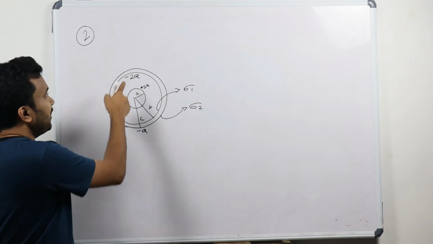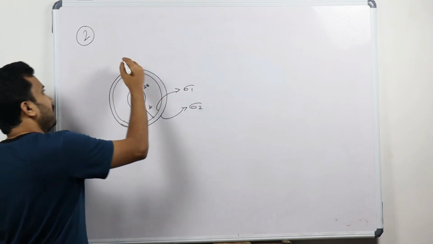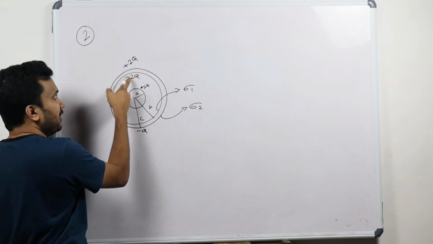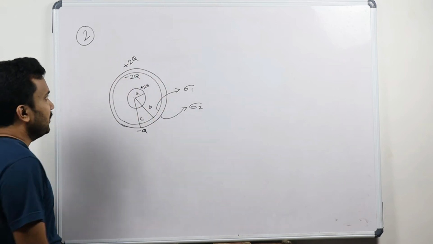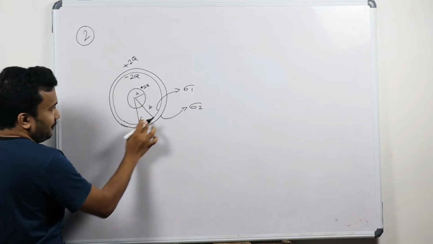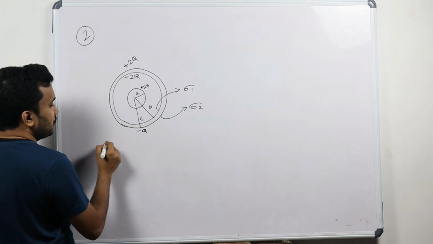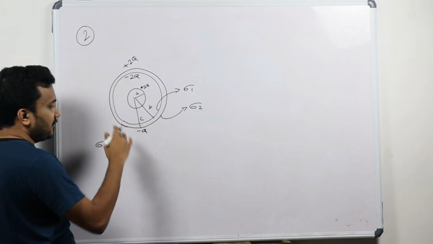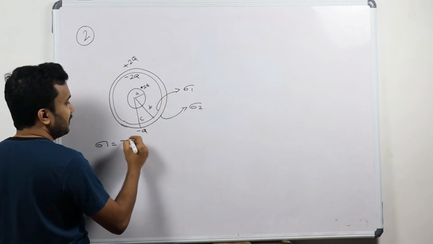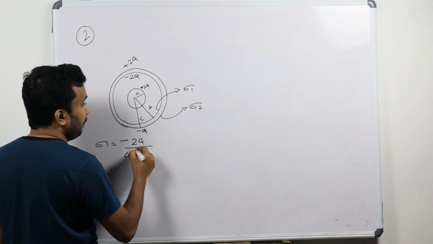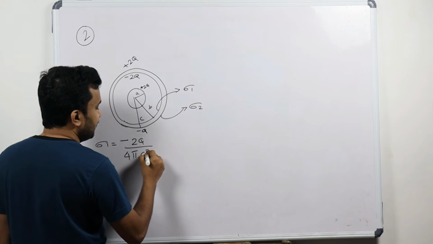Okay, this minus 2q will induce, the other end what will induce? Plus 2q, just the opposite. Here minus means here plus will be induced. So with respect to the inner surface whose radius is c, sigma 1 will be equal to charge per area. What is the charge on the inner circle? Minus 2q divided by the area, which is 4 pi r square, where r means c square.